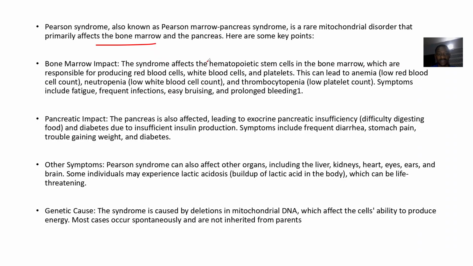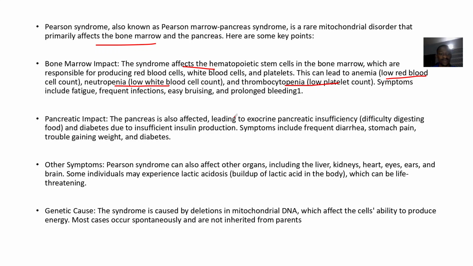So bone marrow impact, it will now affect all those hematopoietic stem cells in your bone, right? So red blood cells will be produced small, that's anemia. White blood cells will be produced small, that's neutropenia. Platelets will be small, that's thrombocytopenia. So symptoms just include fatigue, frequent infections, easy bruising, prolonged bleeding.